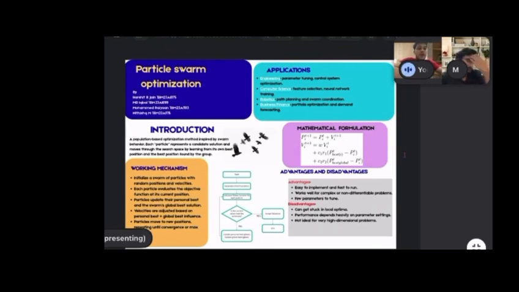Each particle tries to find a good answer. Particles follow their own best result and also follow the group best result. Now, let's look at how PSO actually works.